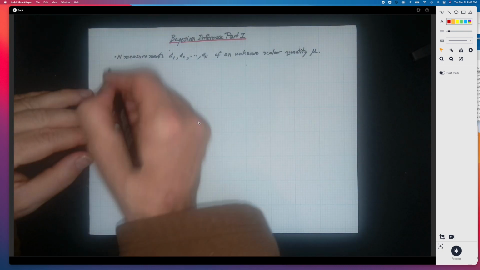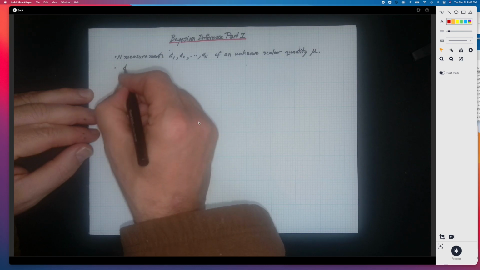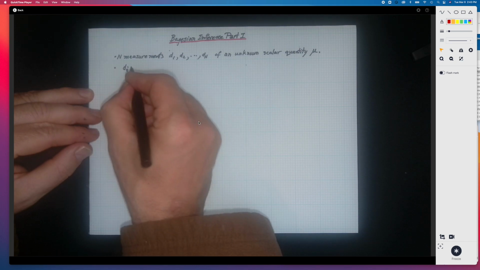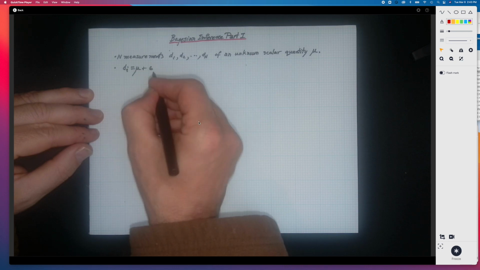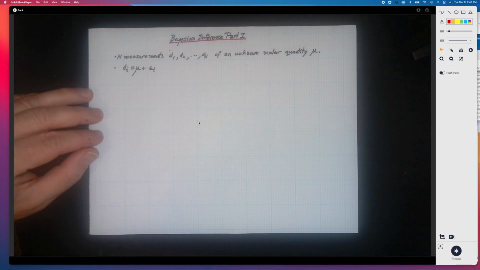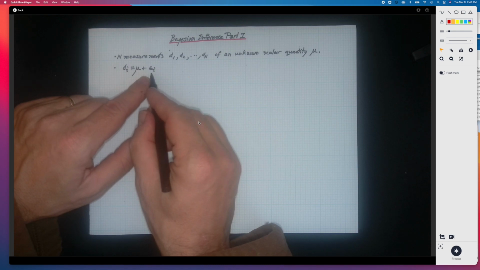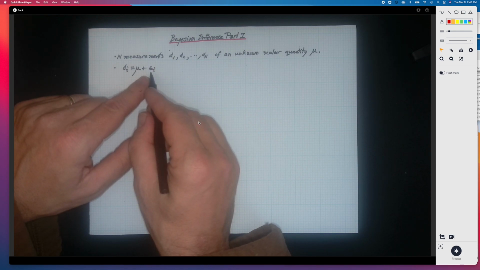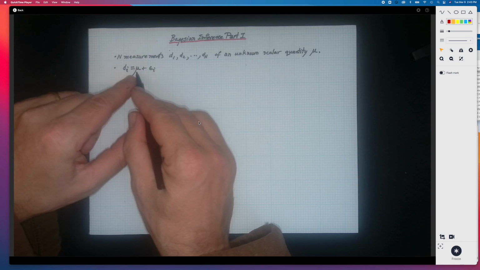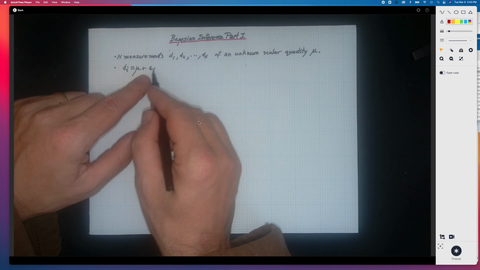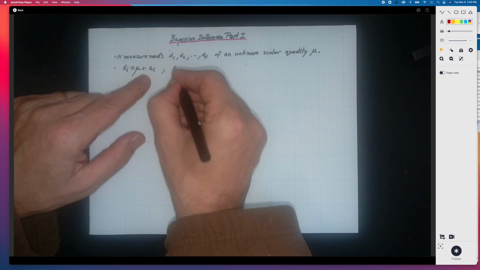So the model is the following. We're going to say that d sub i, the ith measurement, is equal to mu plus some random error, epsilon sub i. And this epsilon sub i, we're going to assume was drawn from a normal distribution with mean 0, so the errors are not biased on either side of mu. They can be bigger or smaller. And that the variance is sigma squared.